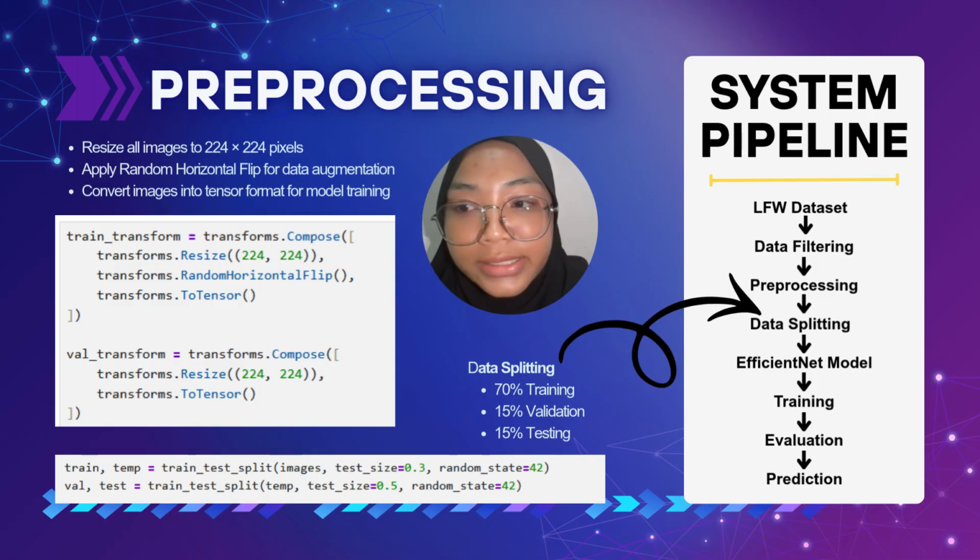The processed data is then passed into the EfficientNet B0 model, which uses transfer learning with pre-trained weights. This allows the model to learn facial features more efficiently without training from scratch. The model is then trained using the training dataset, validated using the validation dataset, and finally evaluated using the test dataset. Overall, this pipeline ensures that the face recognition system is properly prepared, trained, and evaluated for accurate biometric identification.